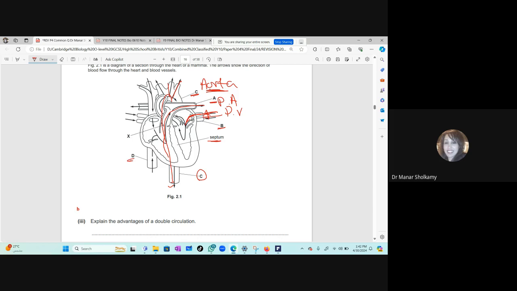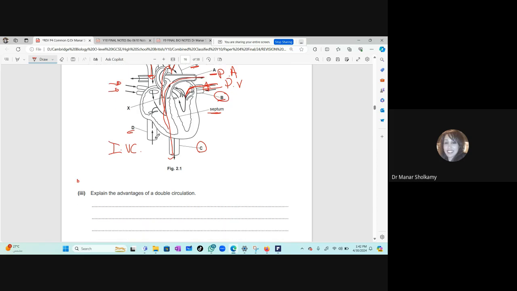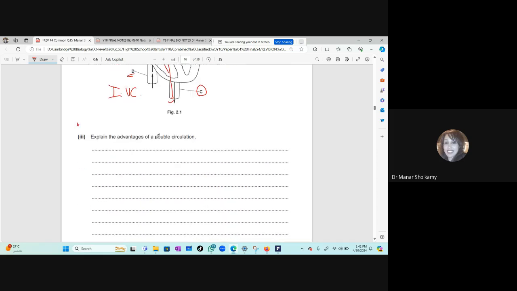Okay. Now, what is D? Vena cava. Inferior vena cava. Very good. And what is this arrow towards the heart, superior, which we already labeled? Look at the arrow. Yes, pulmonary vein. Now they love double circulation and single circulation, if you noticed.